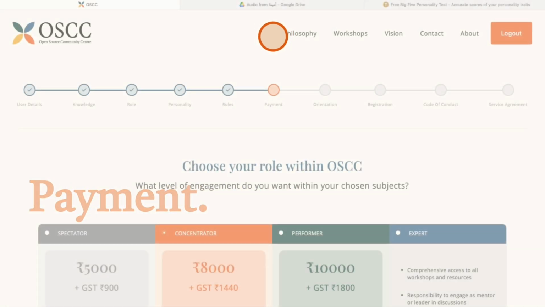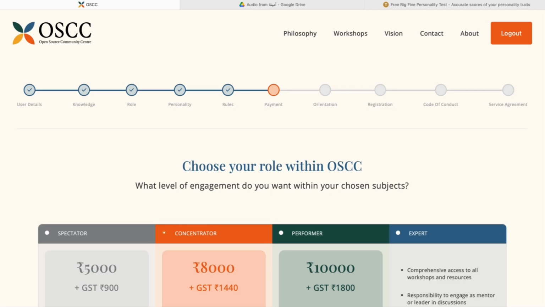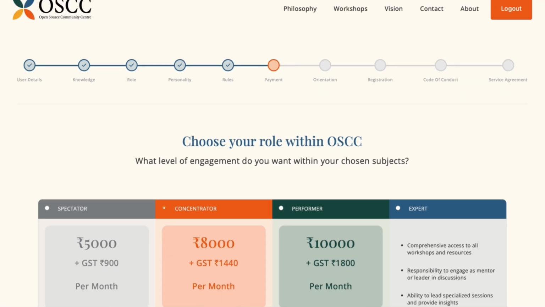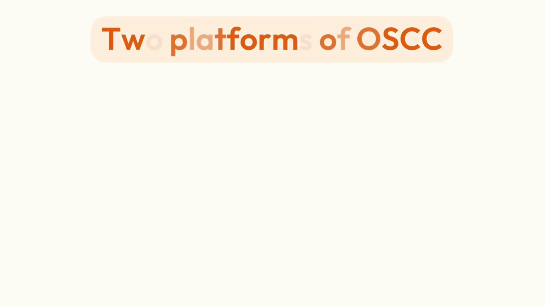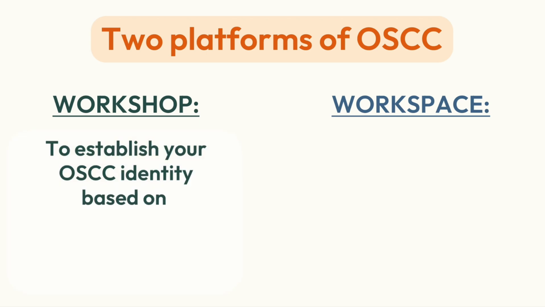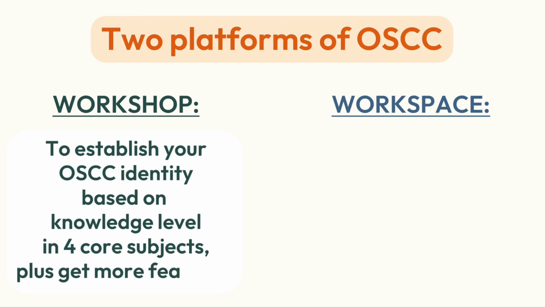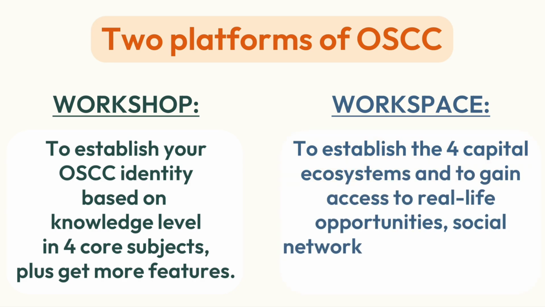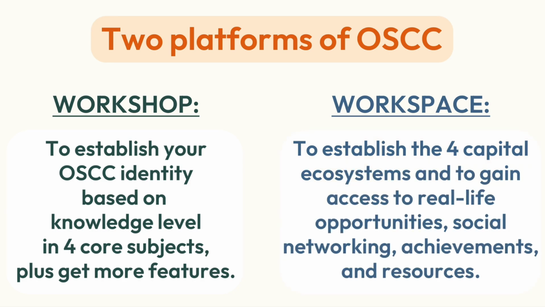Payment. This is an important step, so please pay more attention here. Choose your role within OSCC as well as the engagement level of your chosen subject. There are two platforms offered in OSCC. One is the workshop and the other is the workspace. Workshop profile is to establish your OSCC identity based on knowledge levels in 4 core subjects, plus get more features. Workspace profile, on the other hand, is to establish the 4 capital ecosystems and to gain access to real-life opportunities, social networking, achievements, and resources.